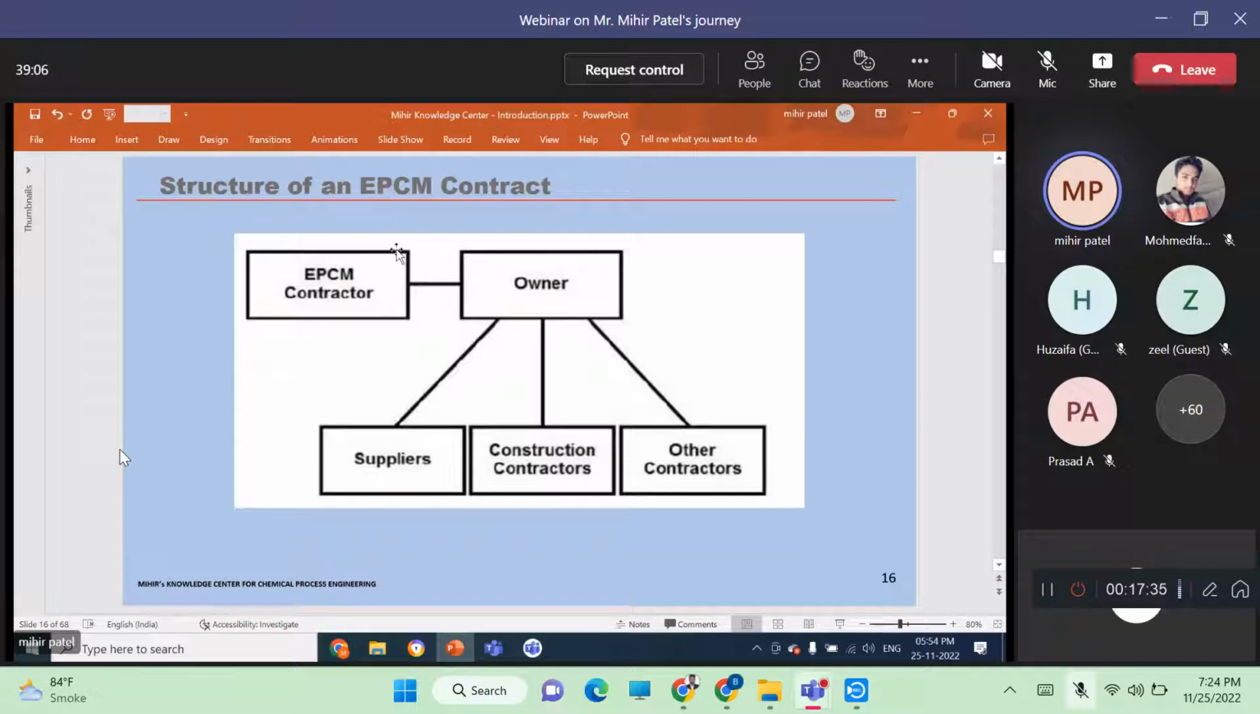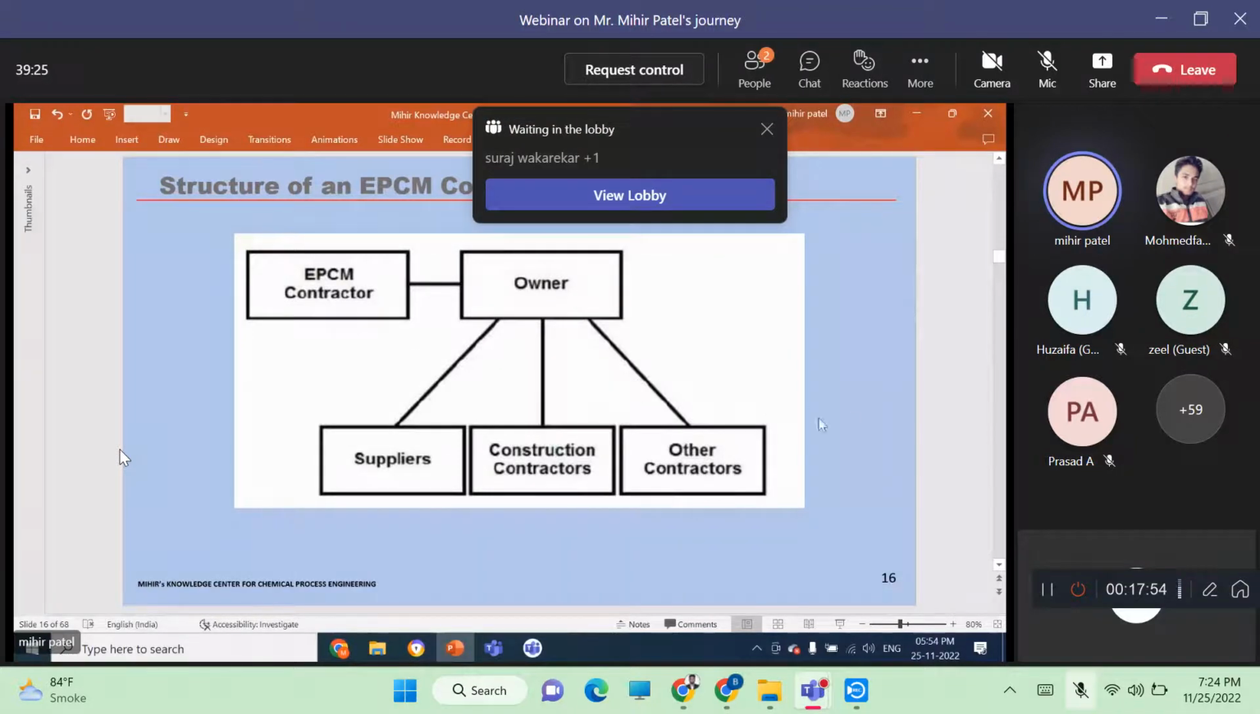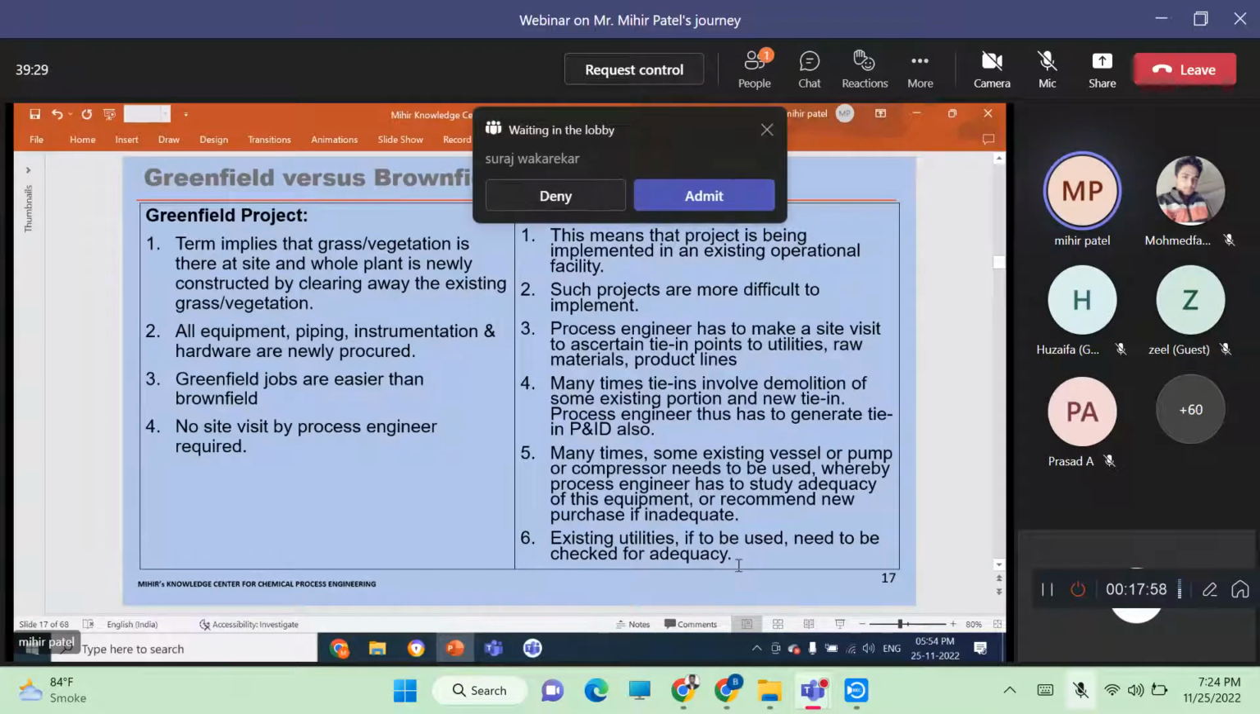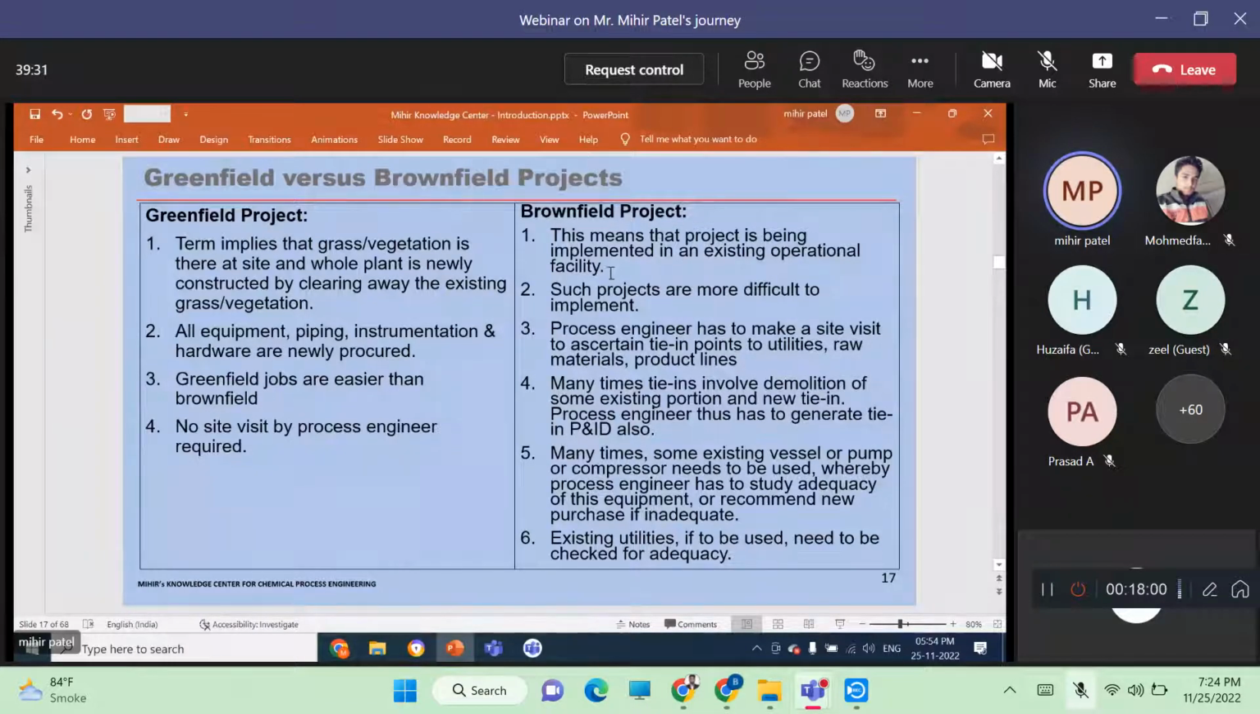So here, for example, the EPCM contractor normally goes by the man hours. So he specifies certain man hours to the owners: to do this job, I require so much effort in man hours. And in case some gold plating is there, that can be accepted by the EPCM contractor without large liability or loss to his company.